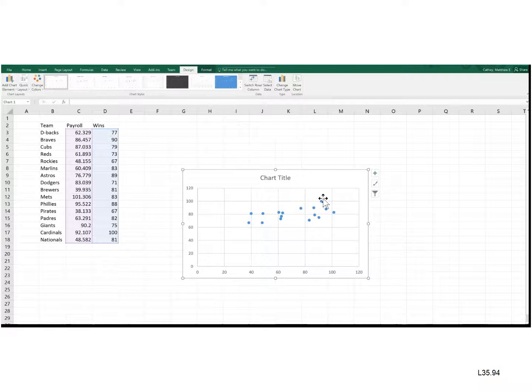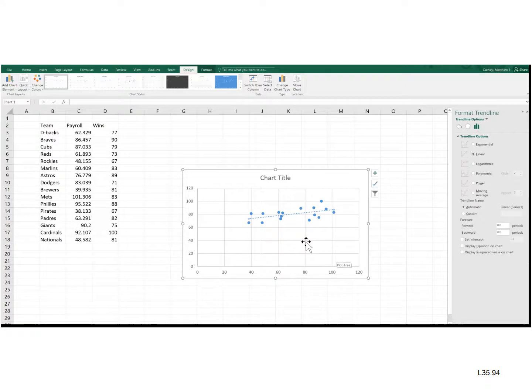So let's take a look at the strength of that relationship by inserting our trend line. So I'm going to right-click on one of the points. And I'm going to go to add trend line. So there is our regression line. It's dotted there. I'm going to go and click on display equation on chart so that we can see the equation. There it is. And display r squared on the chart. So r squared is 0.2649.